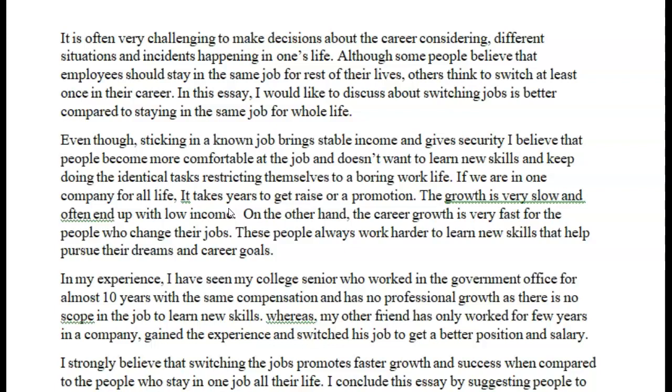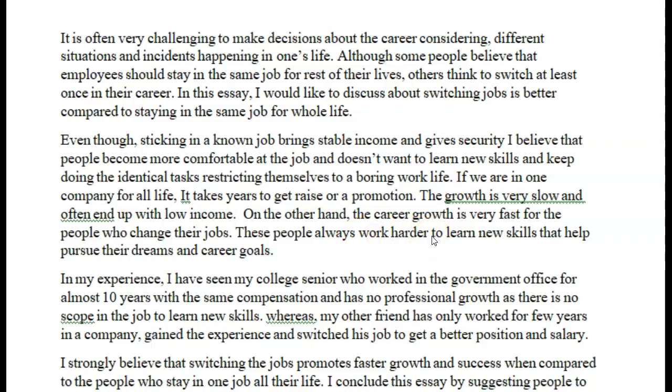And this is the key to doing well in task achievement. Okay. All right. On the other hand, the career growth, get rid of the. On the other hand, career growth is very fast for people, get rid of the, who change their jobs. These people always work harder to learn new skills that help pursue their dreams and career goals.